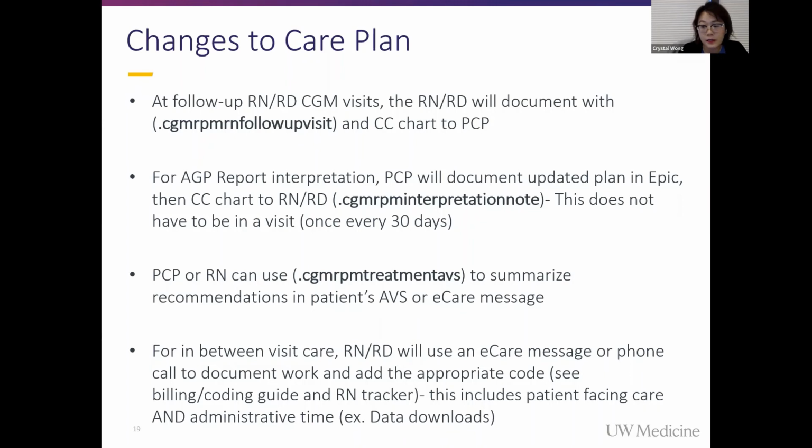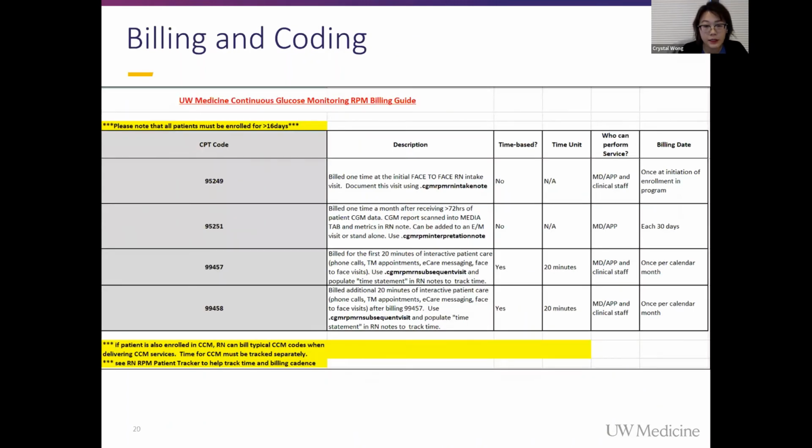The next one, Mika. Okay, so this is a billing and coding grid that we put together. Really the code that providers are going to be interested in is the second one, the 95251. This is for interpretation of CGM data. And again, it can be billed out every 30 days. It's 0.7 RVUs. Most of the time, you'll probably be billing this on top of a level of service code for a visit, whether it's face-to-face or telemedicine.